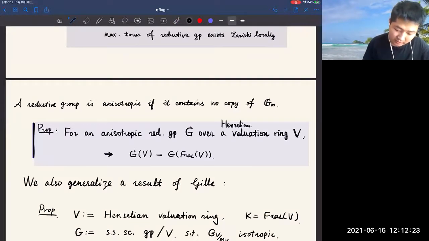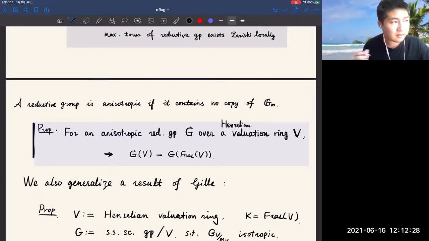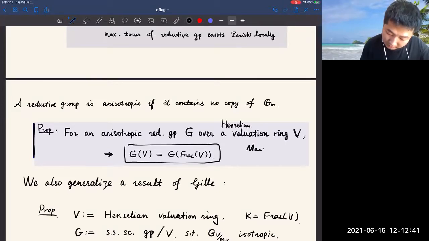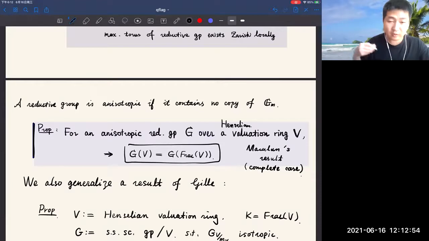Over a Henselian valuation ring, the rational point is the integral point. It's like a compactness property. To prove this, we use a result of Margaux. He proved the case for the complete case. And to go from the complete case to the Henselian case, we also use the technique of algebraization.